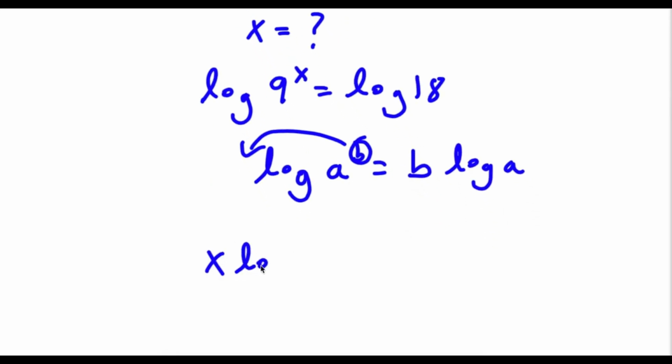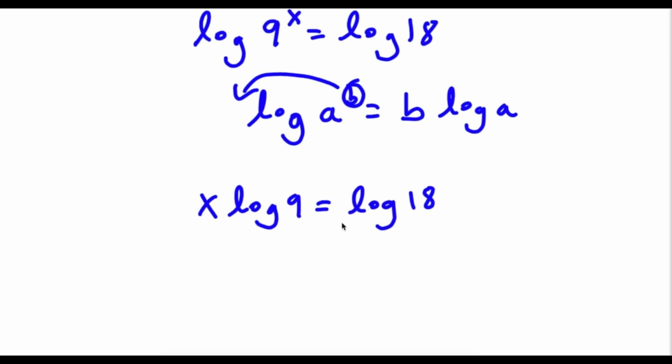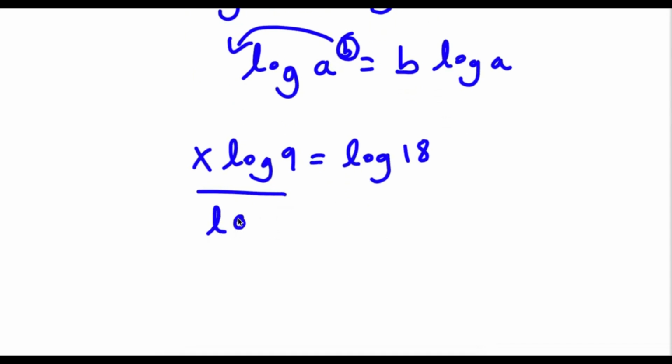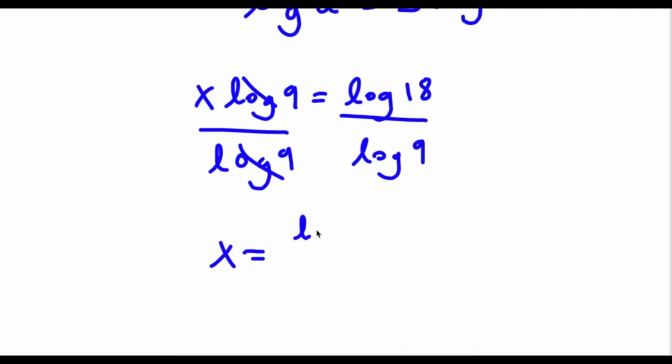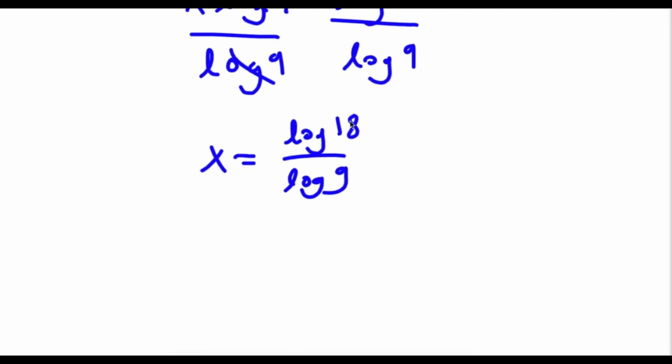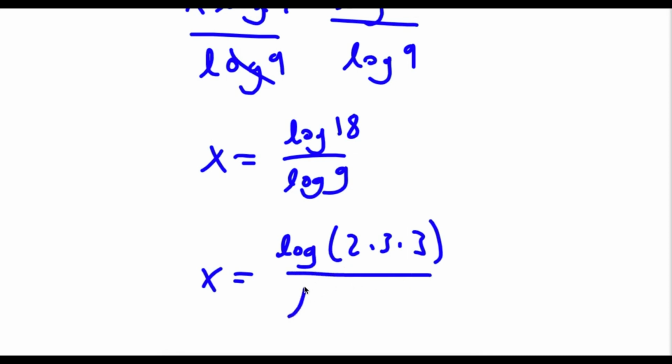So now I have x times log 9 is equal to log 18. And now I'm going to divide both sides by log 9. So then these two cancel out, and I'm left with x equals log 18 over log 9. Now log 18 is the same thing as log 2 times 3 times 3. Log 9 is the same thing as log 3 times 3.